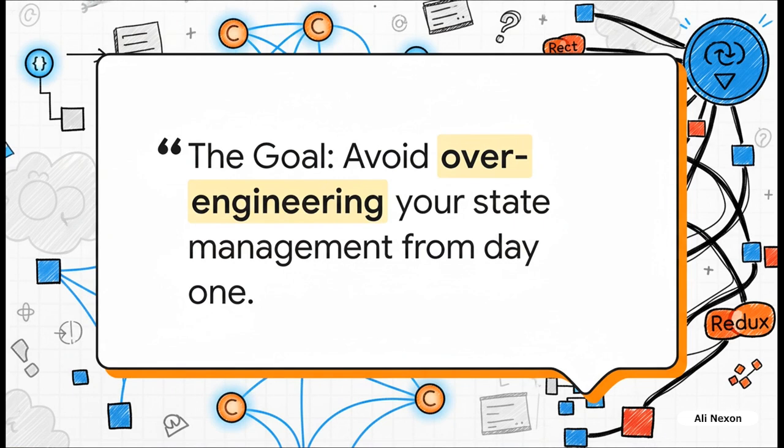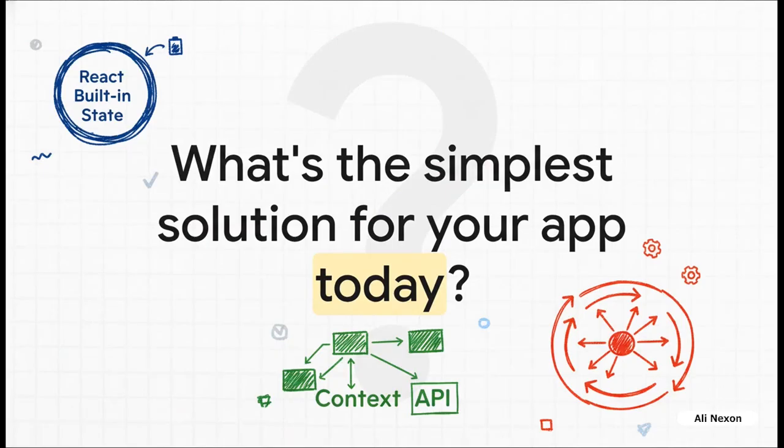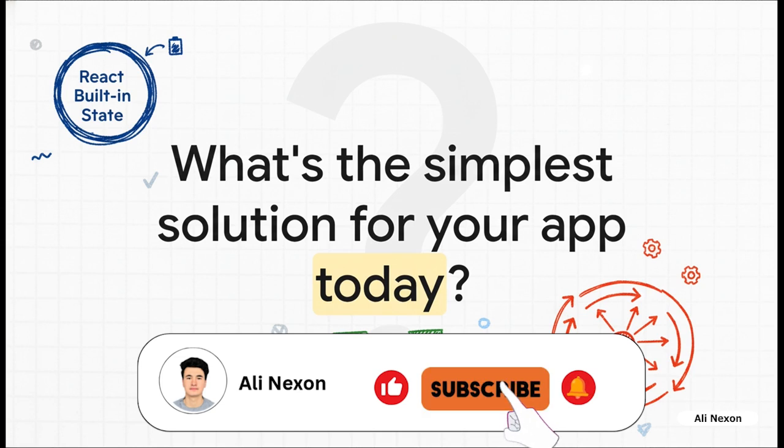And that right there is the main takeaway. The goal is to avoid over-engineering your state from the get-go. Don't reach for the biggest, baddest tool just because you might need it someday. Solve the problem you have today with the simplest tool that works. So I'll leave you with this one question for your next project, or even the one you're working on right now. What is the simplest solution that works for this app today? Because choosing the right tool isn't about planning for every possibility in the future, it's about keeping your code clean and your app fast right now.